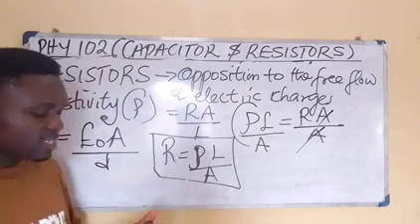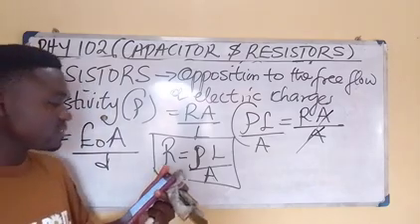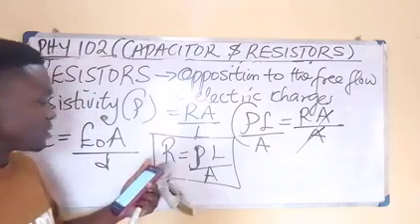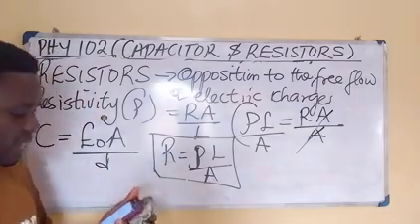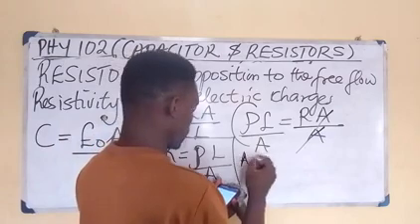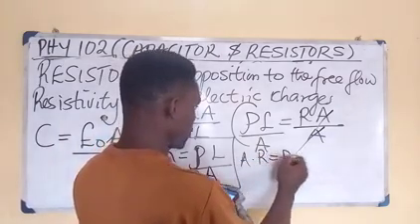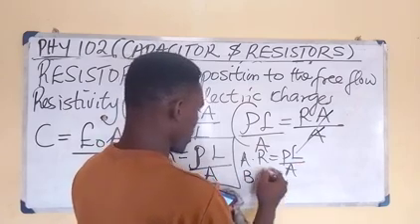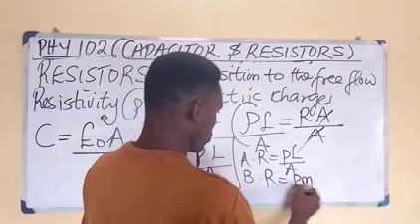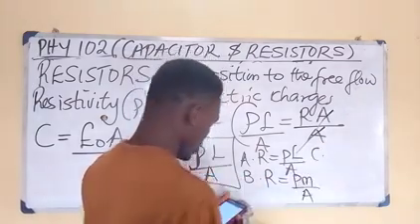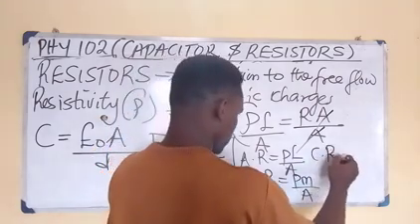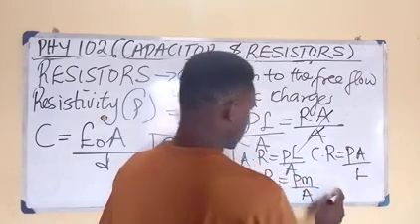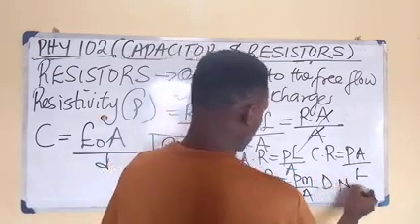Now they said the resistivity of a resistor is given as dash. Option A, they gave R equal to ρL over A. Option B, R equal to ρM over A. Option C, R equal to ρA over L. Then D, none of the above.